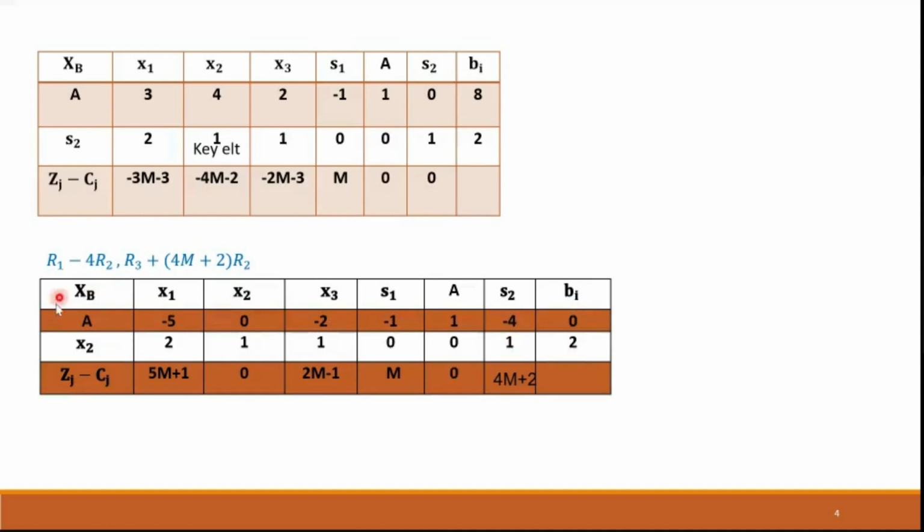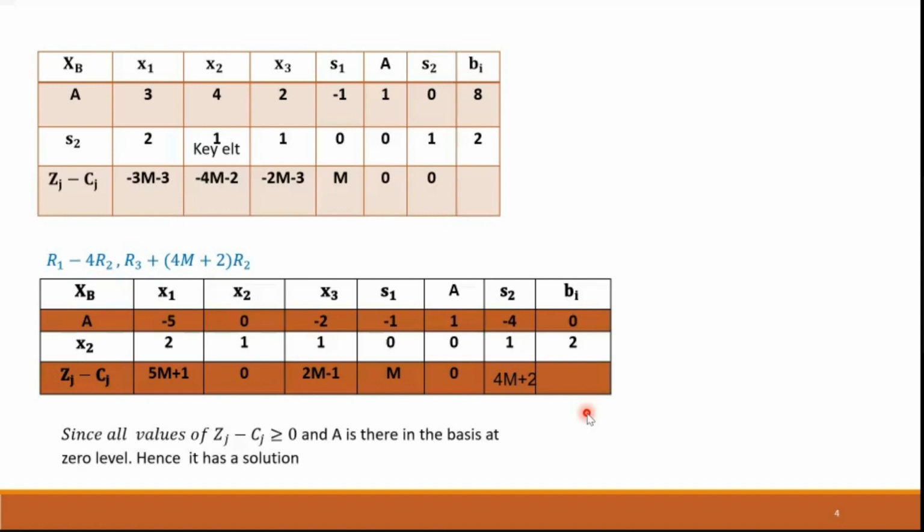Okay, since we are having the solution as a equal to 0, it has a solution. अगर a की वैल्यू, as we have done in the last lecture, अगर a की वैल्यू other than 0 है तो there is no solution, we have a pseudo optimum solution. But if the value of a is equal to 0, so that our objective function will not get affected by this a, so then it has a solution. So we can write the solution: Zj minus Cj is greater than or equal to 0, and a is there in the basis at 0 level.